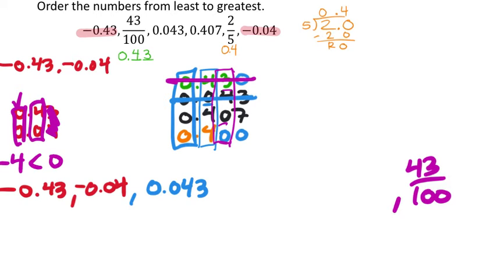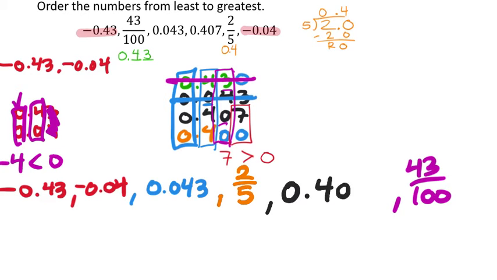Now for those 2 zeros, I'd have to go further to the right on those ones and compare now 7 and 0. And I know that 7 is bigger than 0. Well, where did that come from? Well, it came from 0.407, and the 0 came from 0.400, which came from 2/5. So that would be the next smallest, is 2/5, because it had the 0. And then the next one would be that 0.407. And now this is listed in order from least to greatest.